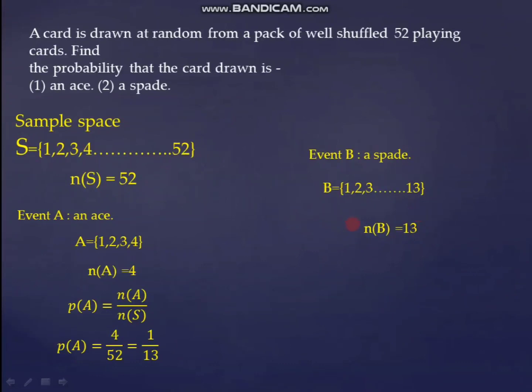We can find the probability of this event by the formula P of B is equal to n of B divided by n of S. N of B is 13 here and n of S is 52. So we get P of B is equal to 13 divided by 52. If we divide 52 by 13, 13 fours are 52. That's why the probability of event B is 1 by 4. So 1 by 4 is the probability of drawing a spade. So this is how we can find the probability of events given for certain random experiments.